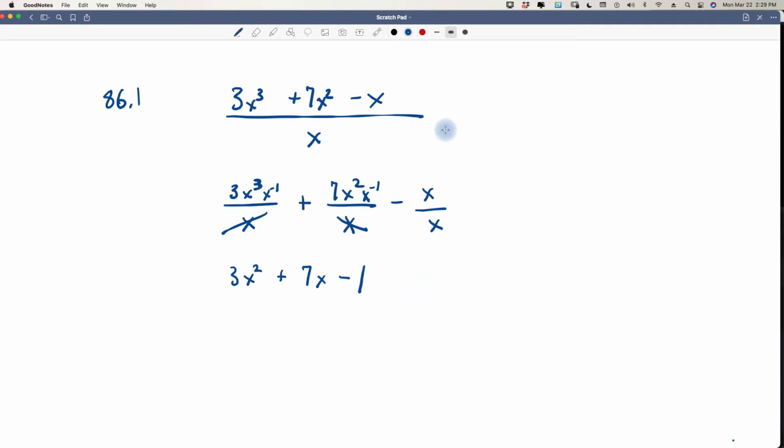All right, let's try another one like that. In 86.2, we have 12x to the 12th power minus 8x to the 8th power plus 4x to the 6th power. And we want to divide all of that by 4x to the 4th.